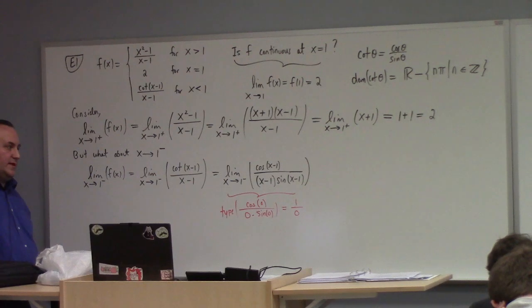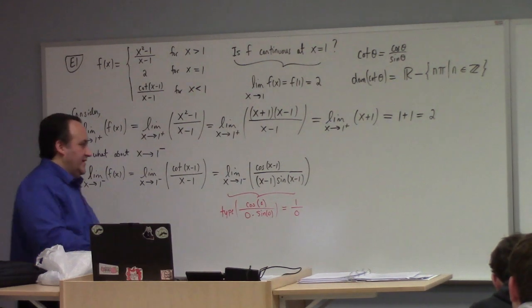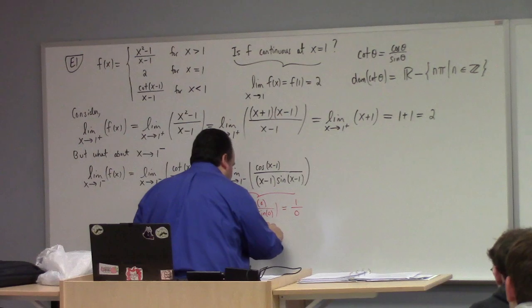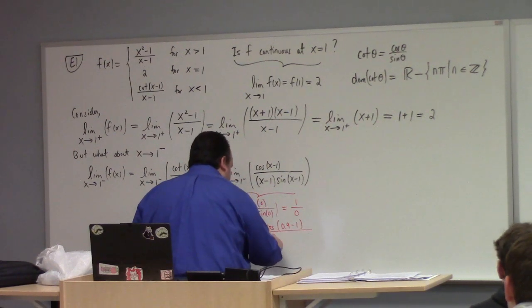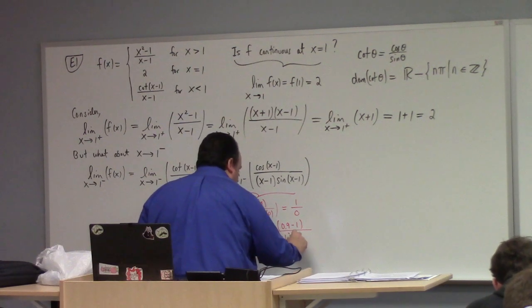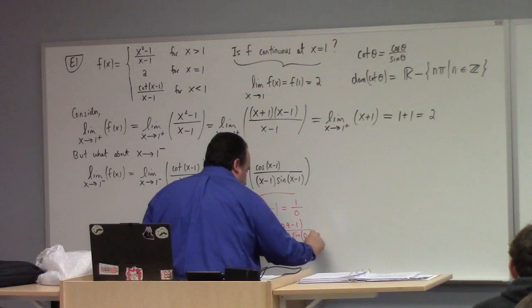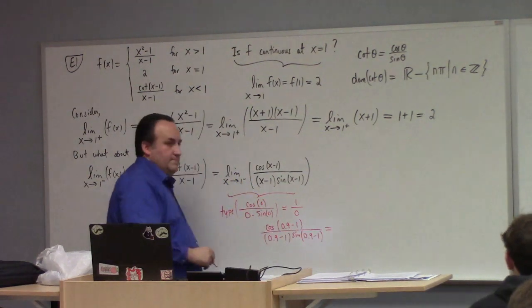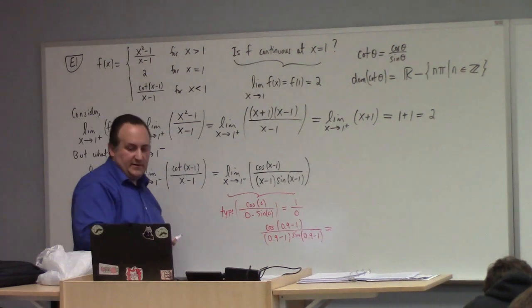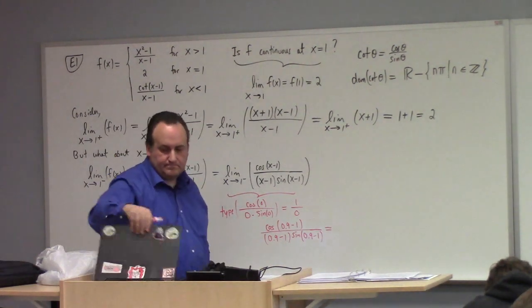So what happens if you plug in? For this one, let's just try to put in 0.9 and see what happens. Check it out. What happens if we look at cosine of 0.9 minus 1 over 0.9 minus 1 times the sine of 0.9 minus 1? You can get your calculator out and work it out.